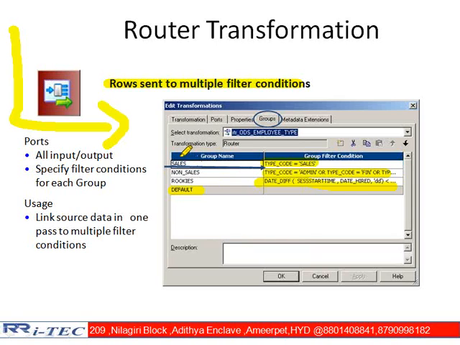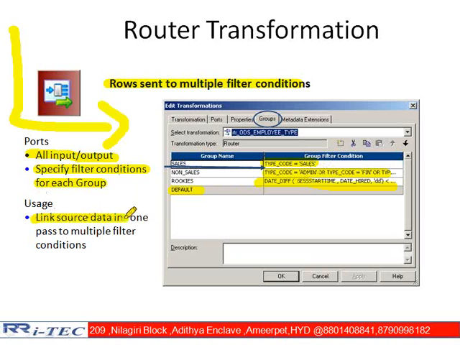A record which is not satisfying these three things will go and be stored in the default group. That's what I am saying here. All input and output, specify the filter conditions for each group. For each and every group, we are going to specify the condition.